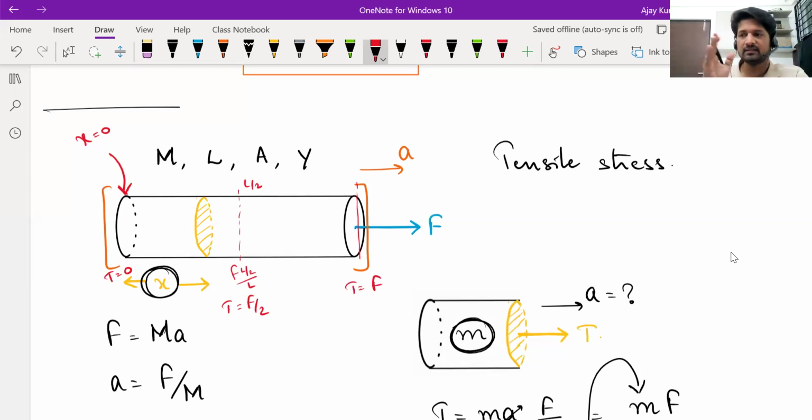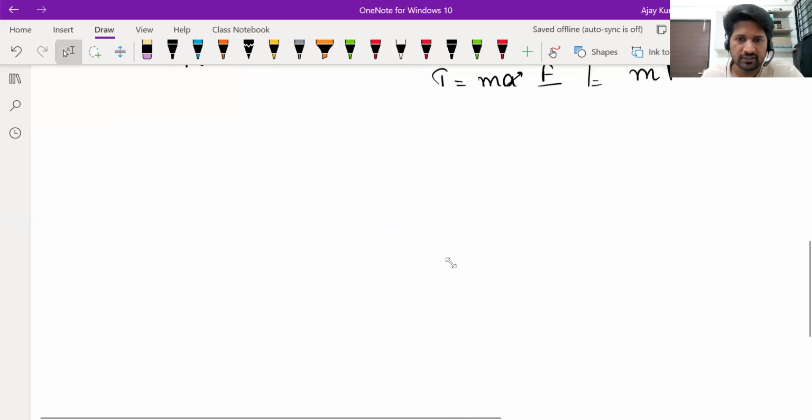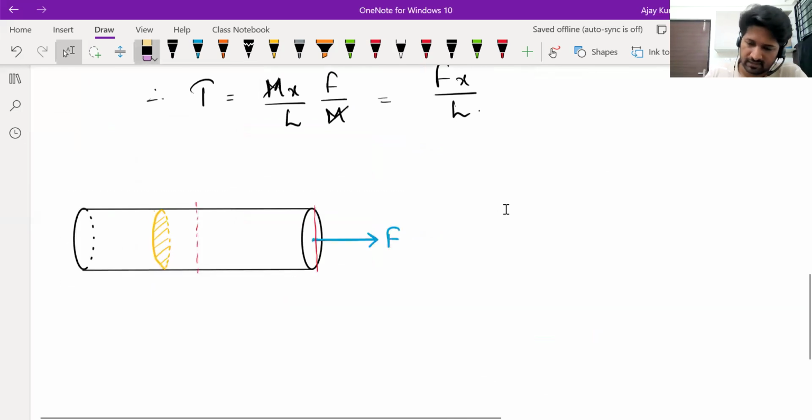So this is a clear case of non-uniform tension. Area is same everywhere, but tension is not same everywhere. So T by A, stress will not be same everywhere. So this is a case of non-uniform stress. Fine. Now we have the expression for tension at a distance x from the left end. If you have the expression for tension, then you can write the expression for stress. And if you can write the expression for stress, you can find out the strain, that is the elongation in the wire.